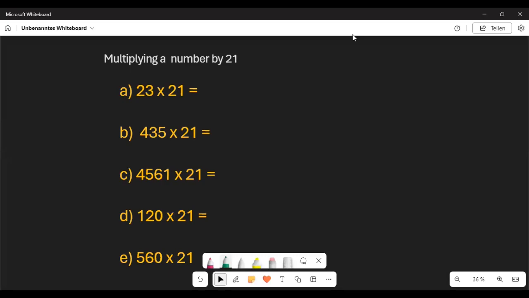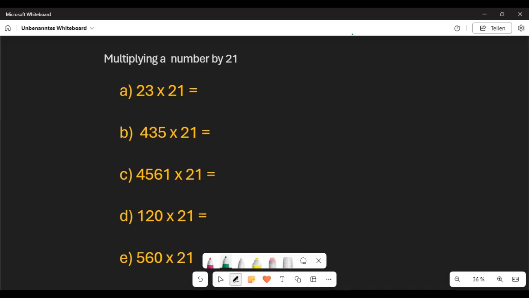Hello, in this video, we're going to look at another mental maths hack that can help you when you're doing your multiplication. Specifically, we're going to look at multiplying a number by 21. I was almost saying 25.